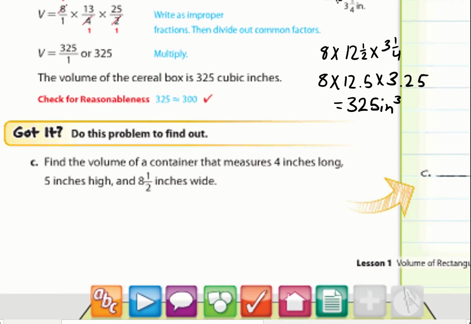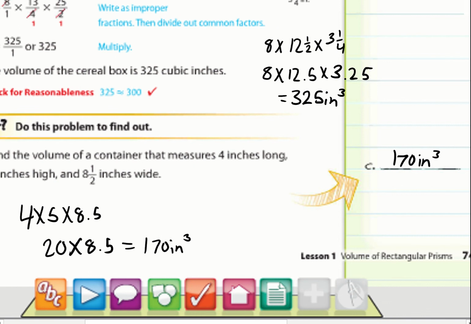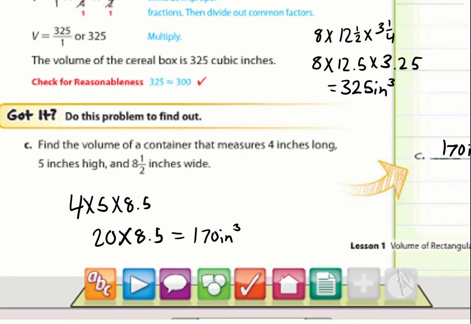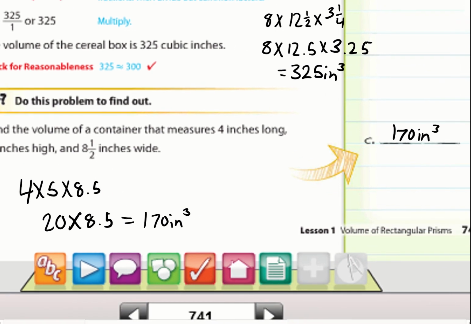So go ahead and try C and pause the video. We're given 4 inches long, 5 inches high, and 8.5 inches wide. So 4 times 5 times 8.5. 20 times 8 is 160, and then 20 times a half is 10. So 160 plus 10 is 170 inches cubed.